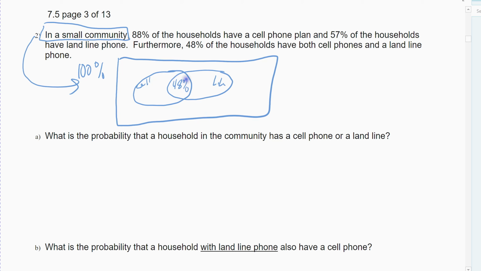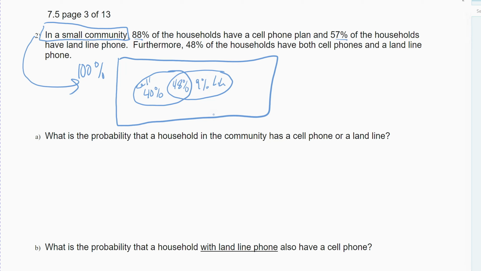Then my cell phones, 88% of the people in the community. Well, I've already counted 48% that also have a landline. So take 88 minus 48, and that's 40. That means 40% of the households in this community only have a cell phone. That's it. Then do the same thing for landline. They said 57% of the households have a landline, a house phone. 48% also have a cell phone, so 57 minus 48 means there are 9% of the households who only have a landline. These people do not have a cell phone plan.